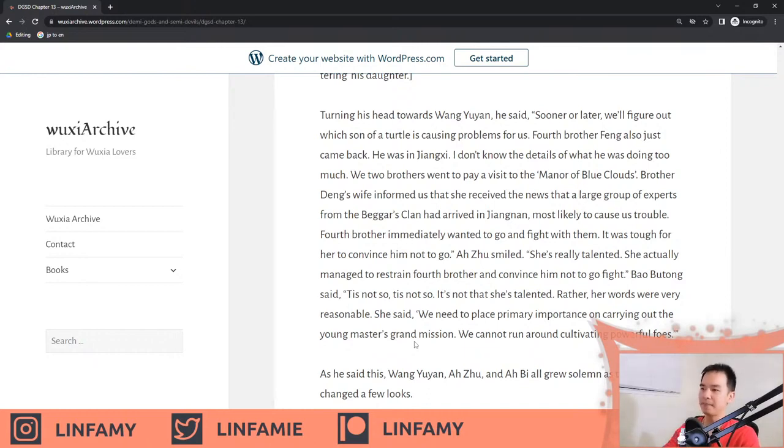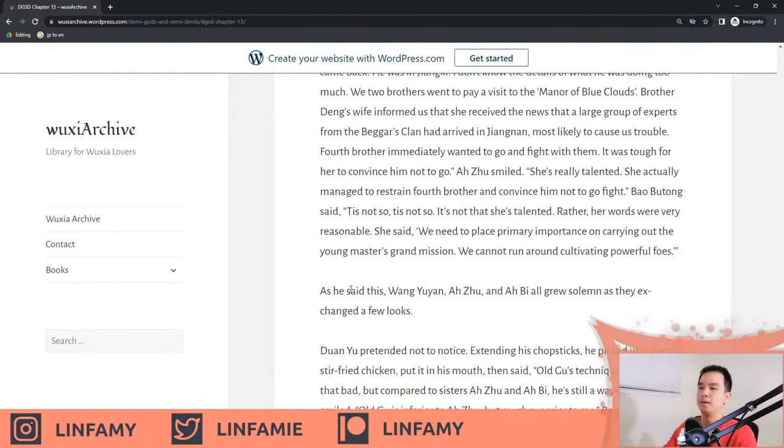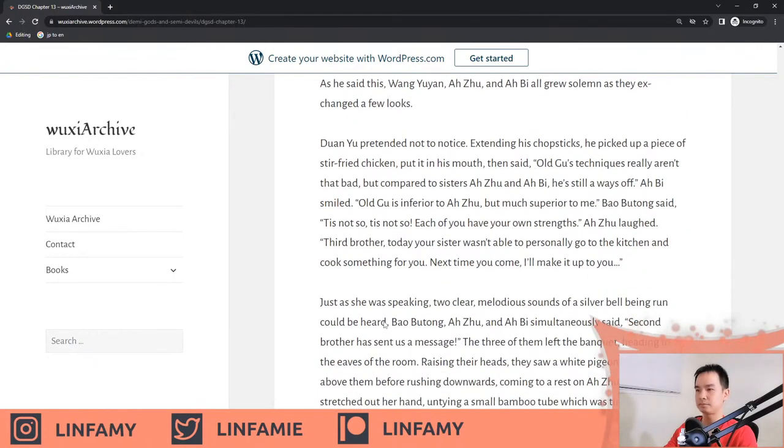Aju smiled. "She's really talented. She actually managed to restrain fourth brother and convince him not to go fight." Bao Butong said, "'Tis not so, 'tis not so. It's not that she's talented. Rather, her words were very reasonable. She said, we need to place primary importance on carrying out the young master's grand mission. We cannot run around cultivating powerful foes." As he said this, Wang Yuyan, Aju, and Abi all grew solemn as they exchanged a few looks. Duan Yu pretended not to notice.